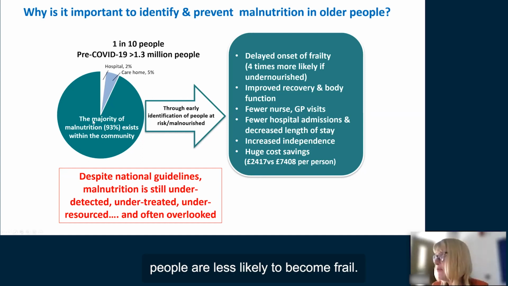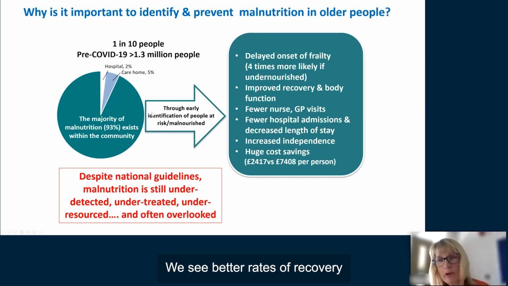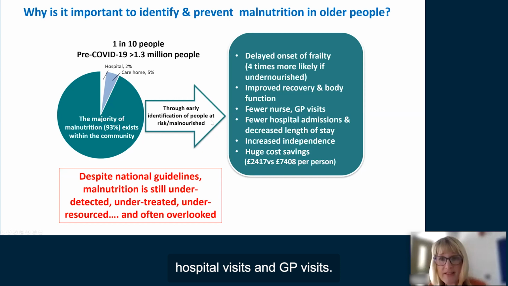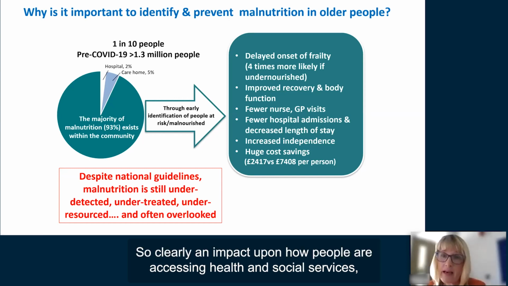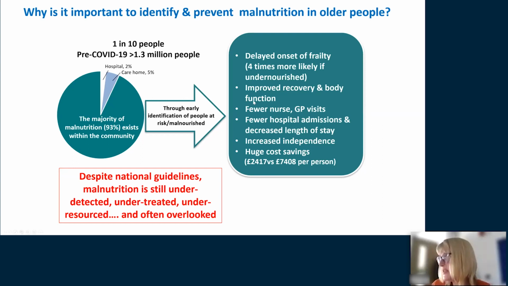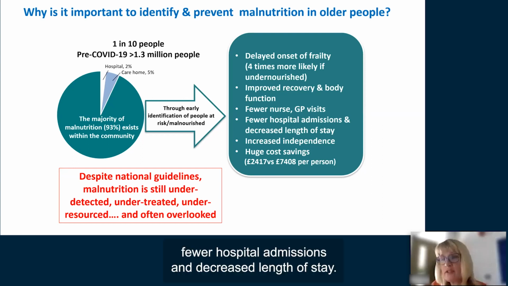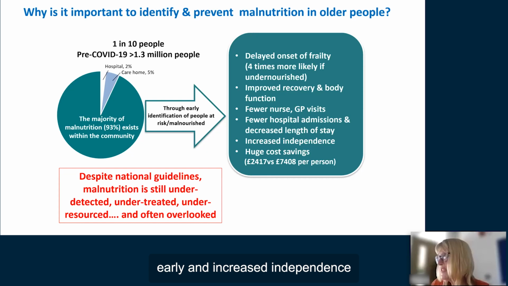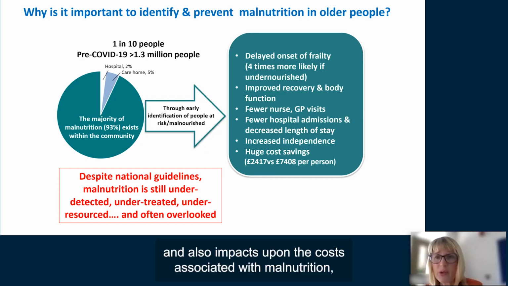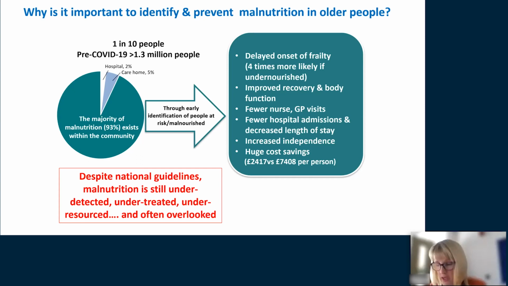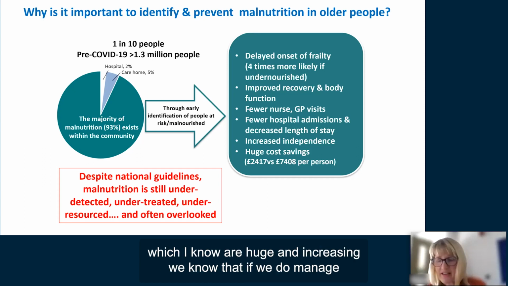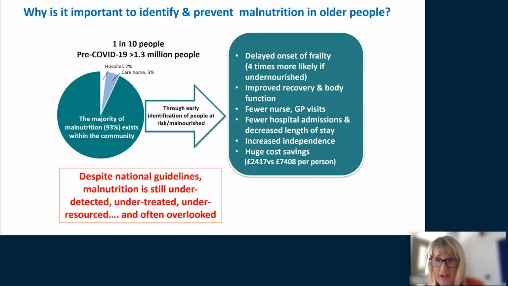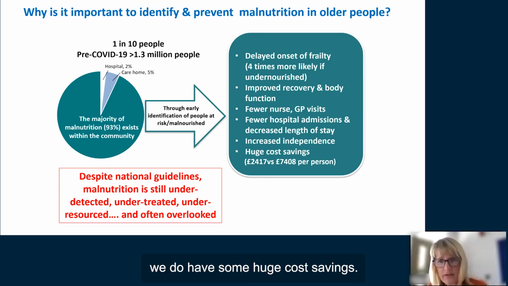People are less likely to become frail. We see better rates of recovery and improved body functioning as well. Fewer hospital visits and GP visits, so clearly an impact upon how people are accessing health and social care services. Fewer hospital admissions and decreased length of stay if we pick up the signs of malnutrition early. Increased independence, and also impacts upon the costs associated with malnutrition, which I know are huge and increasing. And if we manage somebody with malnutrition better, we do have huge cost savings.